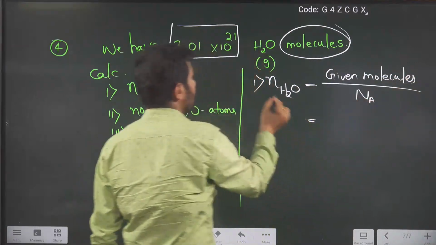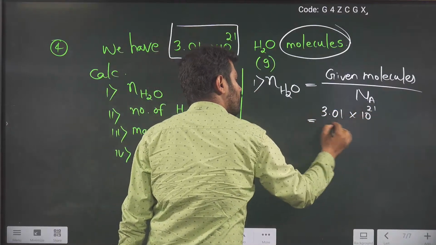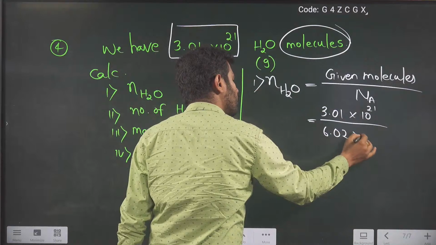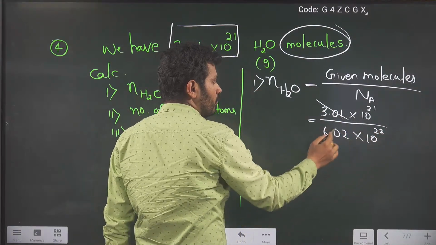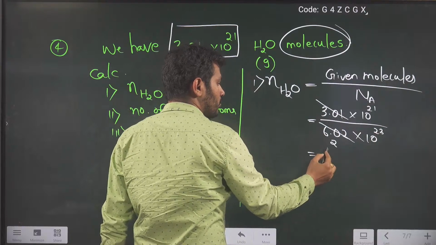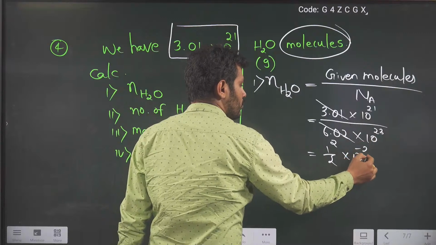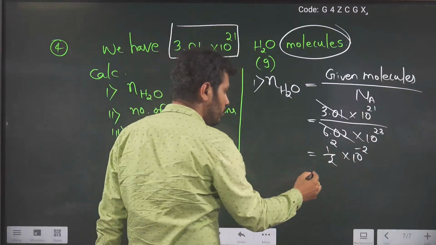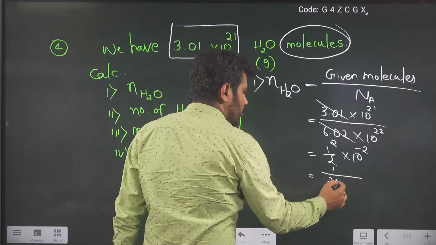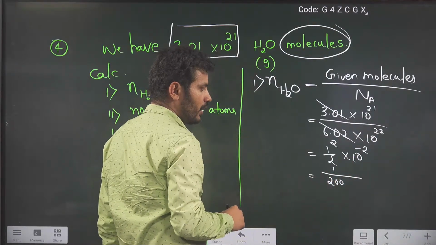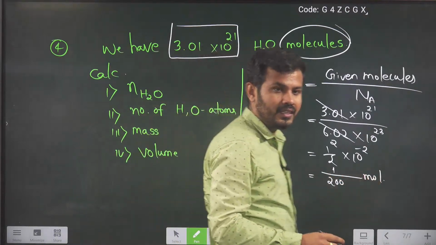So tell me how many molecules are given? 3.01 into 10 to the power of 21 divided by Avogadro number 6.02 into 10 to the power of 23. If you solve, how much are you getting? 3.01 by 6.02, so 1 by 2 into 10 to the power of minus 2. Right? 1 by 2 into 10 to minus 2, or I can say 1 by 200. These many moles. Is it clear?